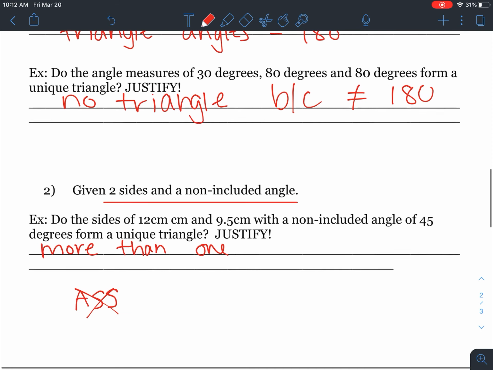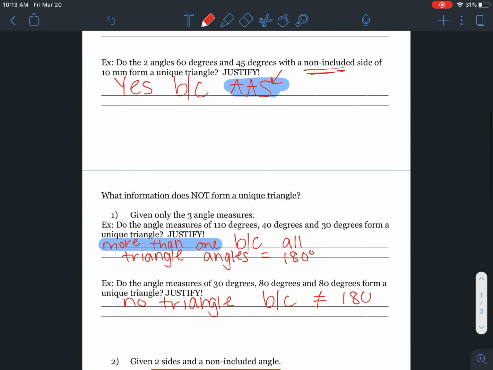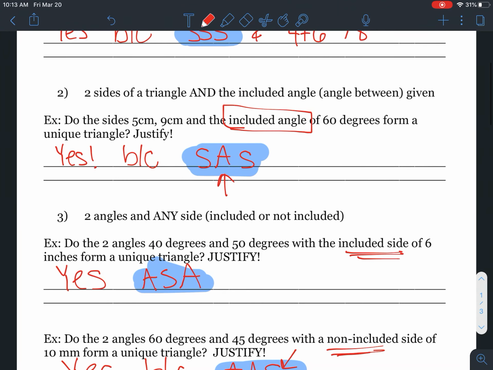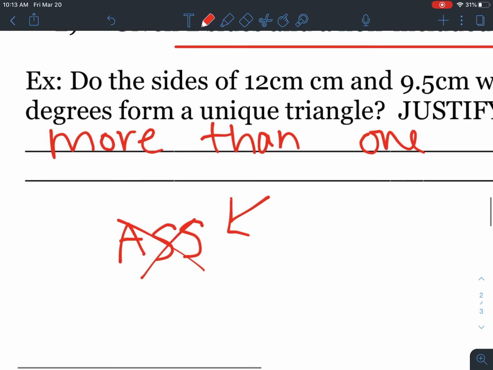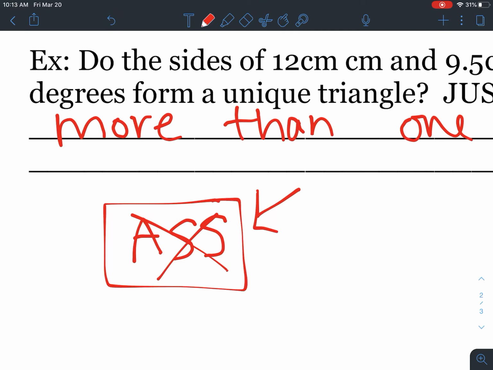So again, if it spells a naughty word, then it's more than 1. It could form 2 triangles. So the way we remember that is SAS forms a unique triangle. Say it to yourself. Forms more than 1.